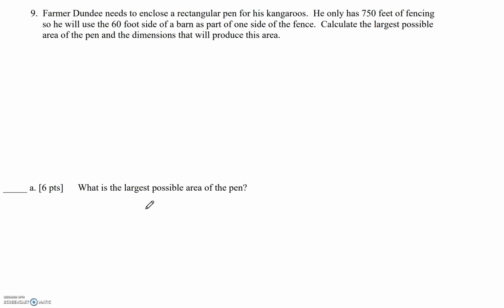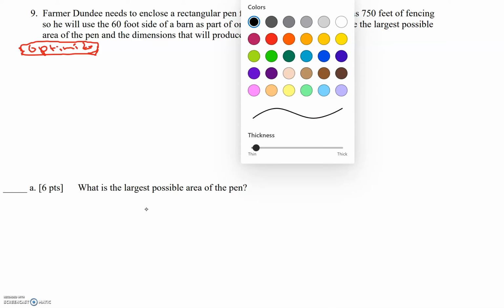So this is some kind of an optimization problem. I hope that means something to you. Optimizing a problem usually means we have a quadratic that we're going to be trying to find the vertex of. Of course, we've got to get there first. So let's start setting things up.